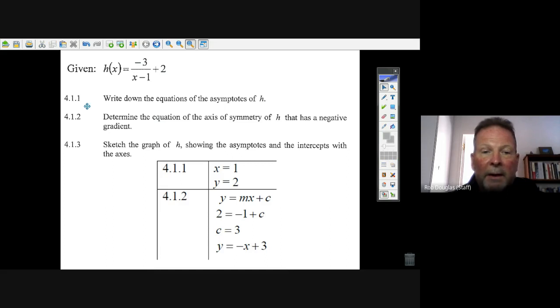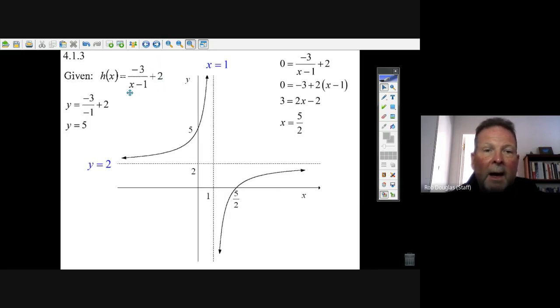Now the next part is to sketch the graph of h. Well, this negative, you should know the shape of that hyperbola. It's two branches in the second and the fourth quadrant. Let's just take it through here. So that's going to be the general shape. But the thing you should start with is these asymptotes. Draw a dotted line at x equals 1 and a dotted line at y equals 2. And that gives you the basic sort of structure.